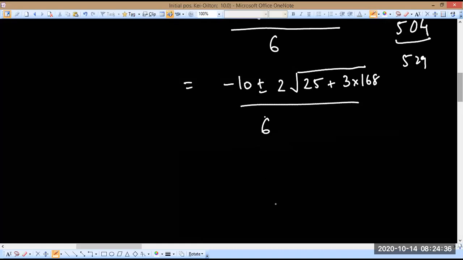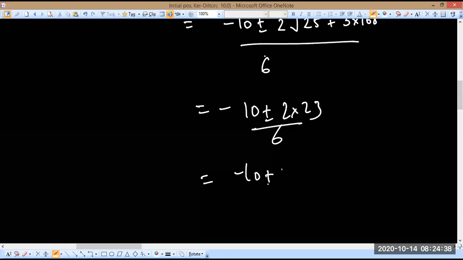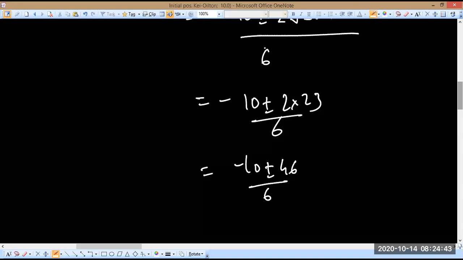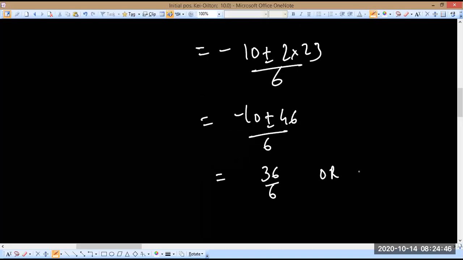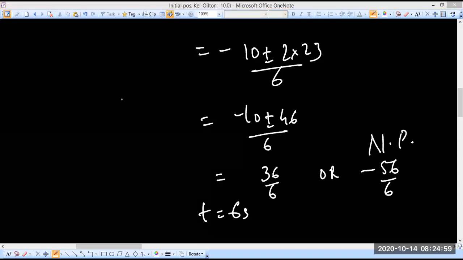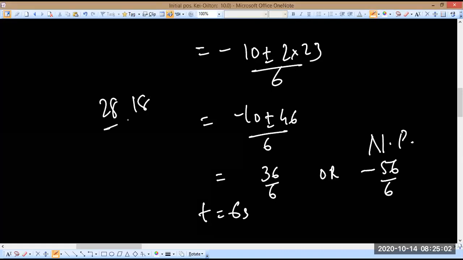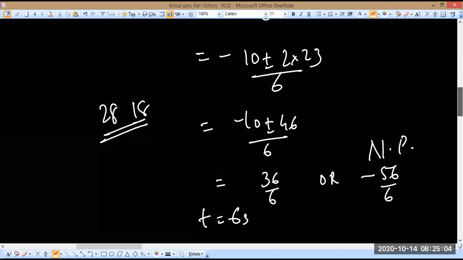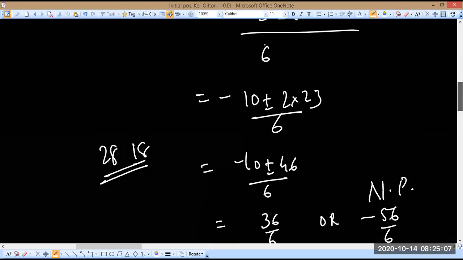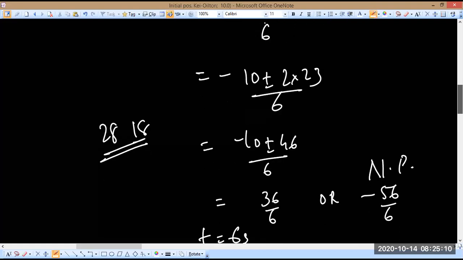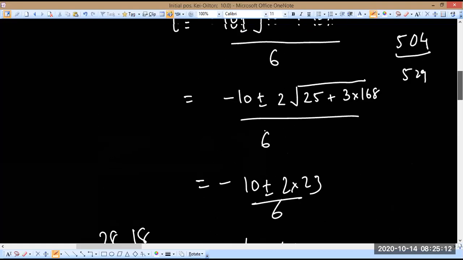So this is what we are getting, right? So that is minus 10 plus or minus 46 by 6. So either it is 36 by 6 or it is minus 56 by 6. This is not possible because that is in past. So the correct answer is 6 seconds. It will be done this way. Okay, otherwise like Dikshita suggested, factors are 28 and 18. You could do that as well, right? Okay, never mind, let's not get off the track. So t is 6 seconds, we got that.